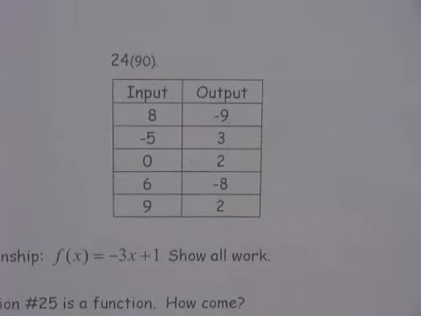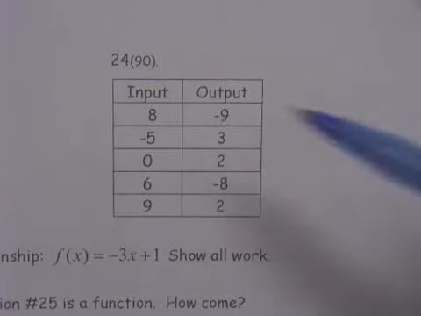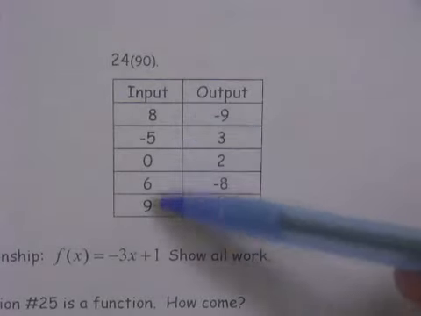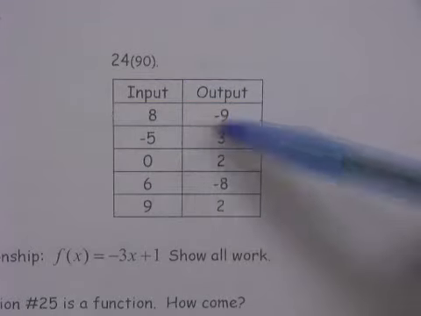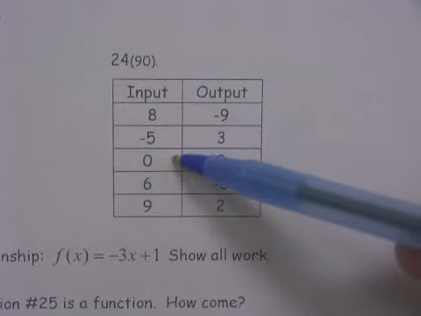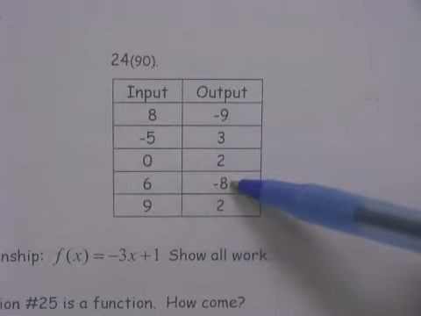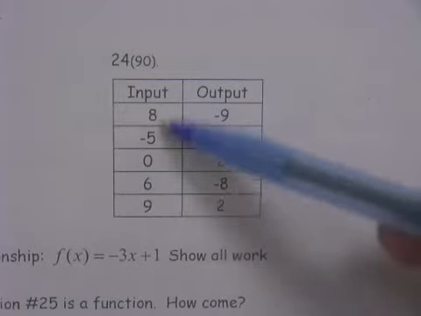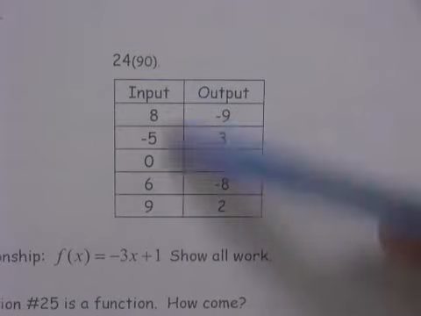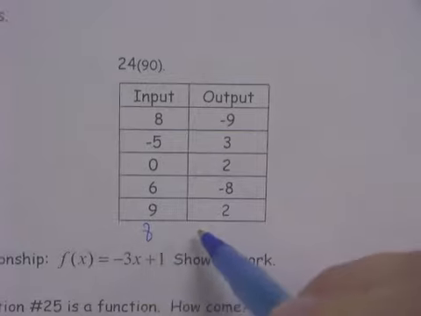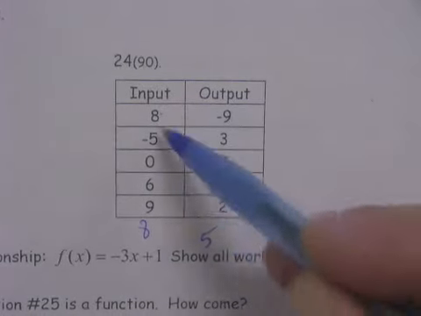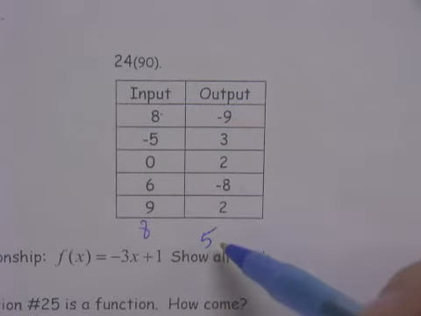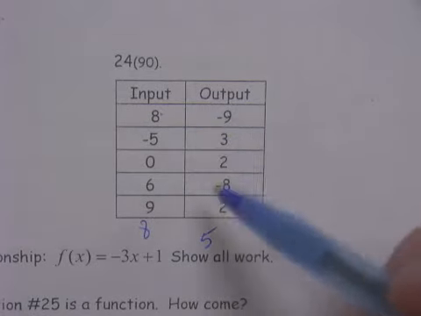So number 24 says we want to figure out if this input-output table is a function. Remember, for it to be a function, every input value has to be paired up with exactly one output. Well, 8 is paired with negative 9, negative 5 is paired with 3, 0 is paired with 2, 6 is paired with negative 8, and 9 is paired with 2. There are no repeats over here. If I had an 8 and that was paired with a 5, notice that 8 would be paired with a 9 and later on with a 5. Remember that? You can't have that. So this indeed is a function.